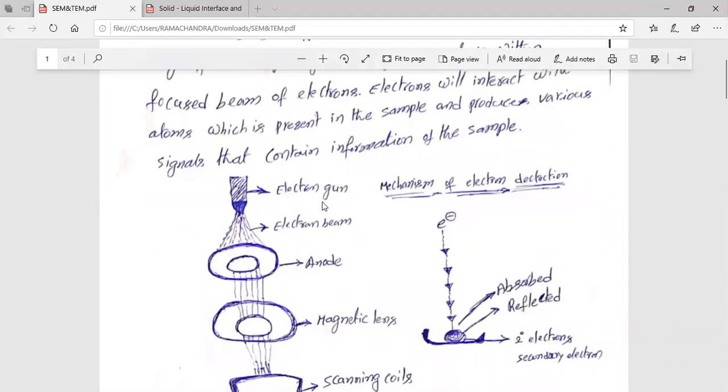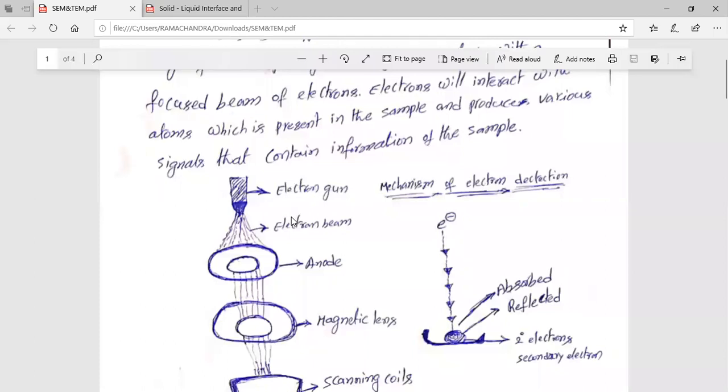Coming to the instrumentation, this is the instrumentation of scanning electron microscopy. Generally in optical microscopy, a light source is used, which produces photons. That's why we do not use a light source in the scanning electron microscope. We cannot use a light source.